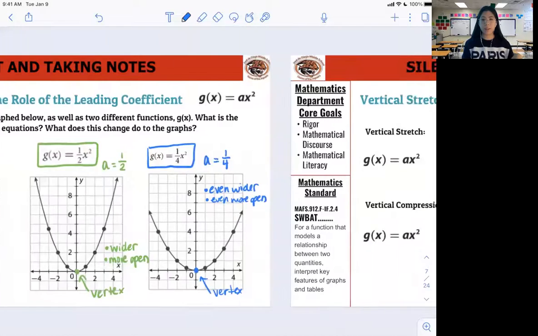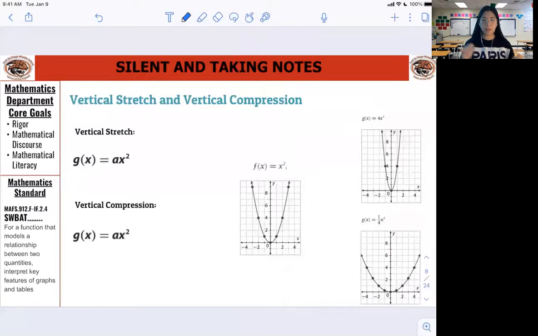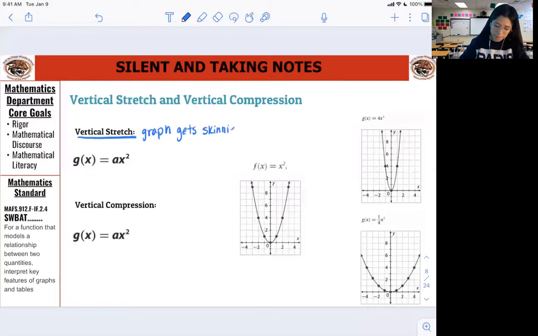So now let's actually talk about the definition. We have what's called a vertical stretch, and this is what I do want you to write into your notebooks. A vertical stretch means that the graph gets skinnier and more closed up. And a vertical stretch happens when A is greater than 1.